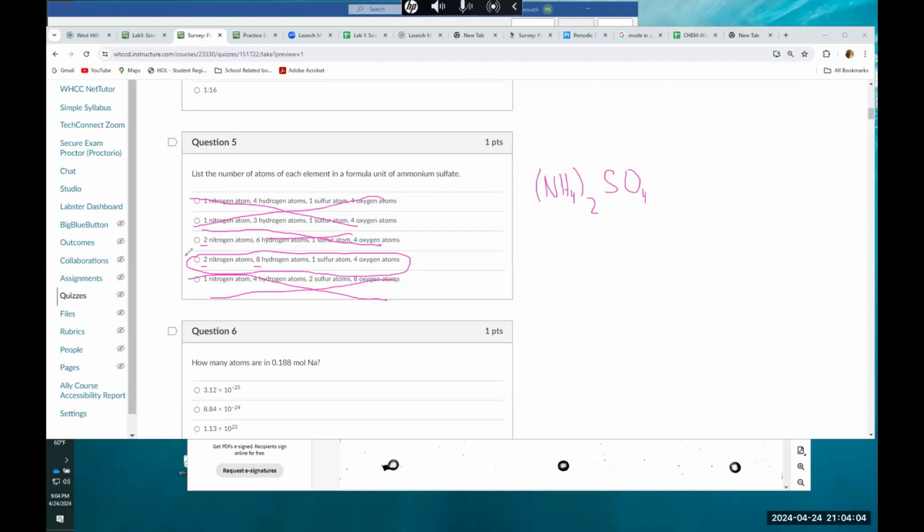Okay. Why is there a 2 outside of the parentheses of the NH4? Because we know that ammonium is NH4 plus, and sulfate is SO4 2 minus. So then I need how many ammoniums to balance out my sulfates? 2. Okay. I'll need 2. That's right.